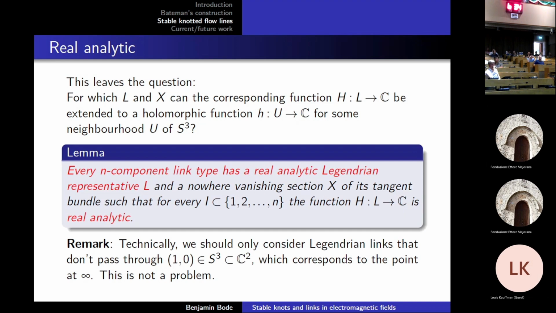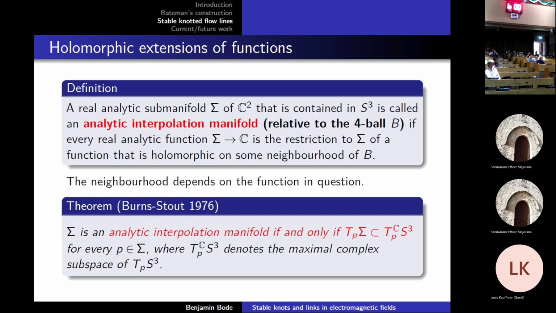And another lemma that I'm not going to prove, but it's fairly intuitive that this works. Every n-component link type has a real analytic Legendrian representative and a nowhere vanishing section of the tangent bundle, such that no matter which subset of its components you choose, the resulting capital H is also real analytic. Quick remark, technically, we should exclude those links that pass through this point (1, 0), because that's the point that gets mapped to infinity with our stereographic projection. But yeah, it's not difficult to see that this is not a problem.